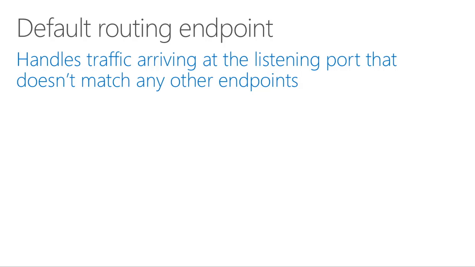So in order to get around that problem, you need to have this endpoint designated as what's called a default routing endpoint. And a default routing endpoint is sort of a catch-all for any traffic that comes in where the contents of the to header don't match a SIP URI that's owned or managed by the UCMA application.